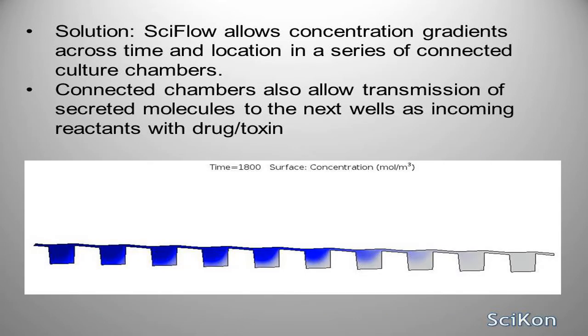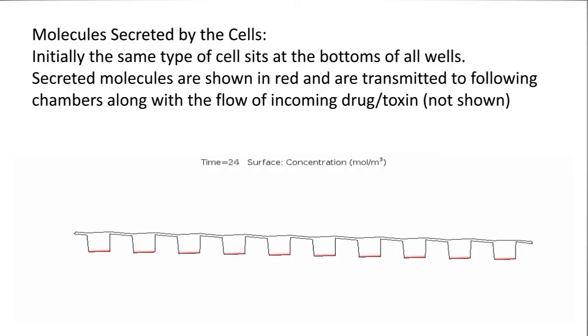Each of the 8 rows of the SciFlow plate has 10 culture chambers connected by microfluidic channels, allowing drug or toxin to be delivered in a similar way as in human body. It also allows secreted molecules from previous chambers to flow to the following chambers with incoming drug or toxin.